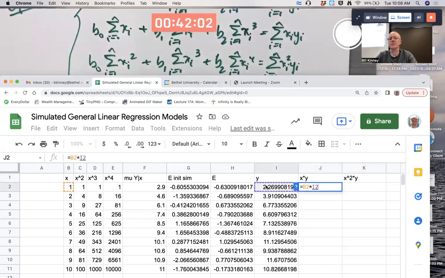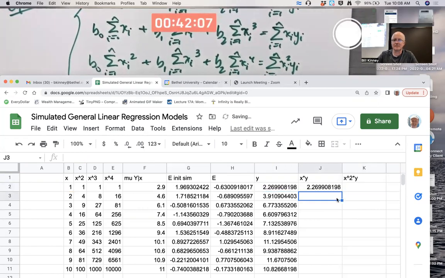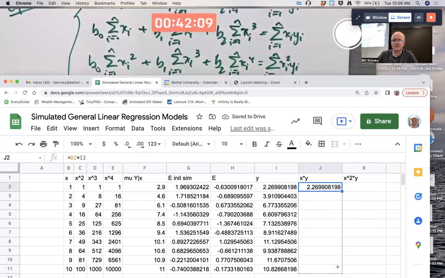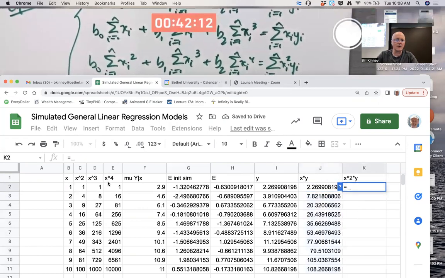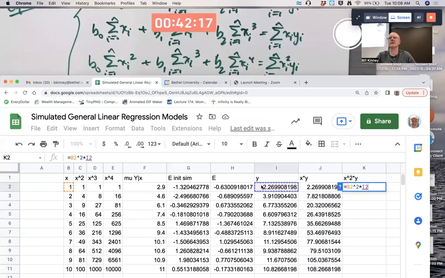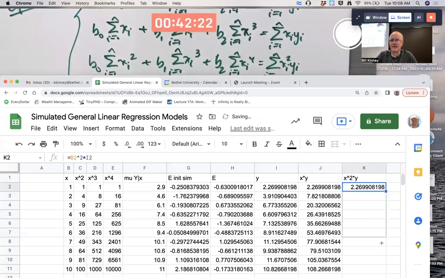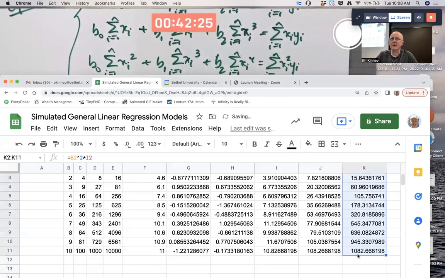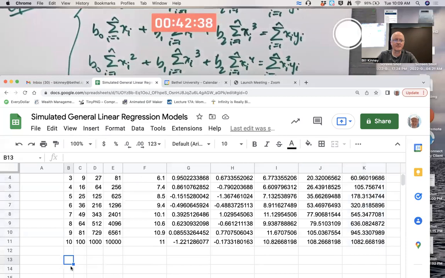These are not going to be such nice numbers, though. X squared times y. Yeah, your right-hand side vector is not going to be such a nice vector. Not nice numbers. But the matrix, the 3x3 matrix, the numbers will be fairly nice. Add up these numbers.